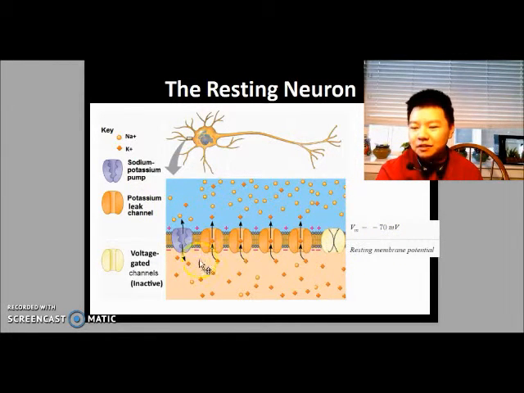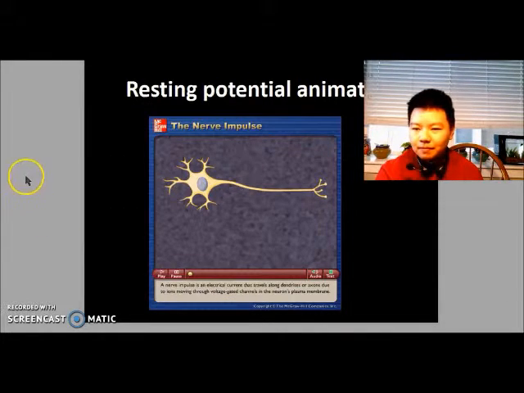If we measured the charge of the cell as a whole, it might not be net negative. But this area directly beneath the membrane compared to directly outside the membrane, there is a potential difference of -70 millivolts. Okay, we're going to watch an animation to review the concept of the resting membrane potential.